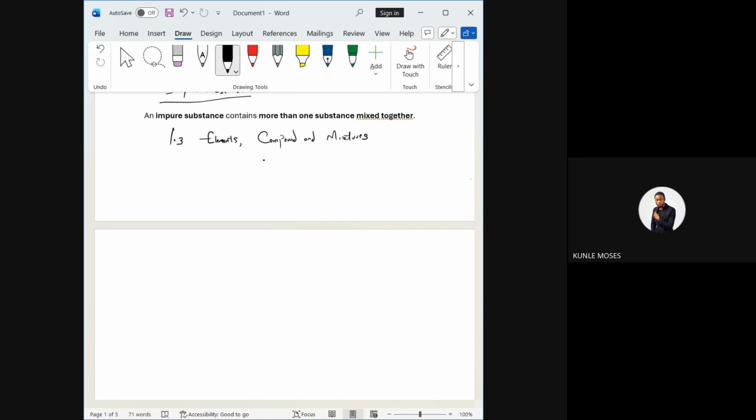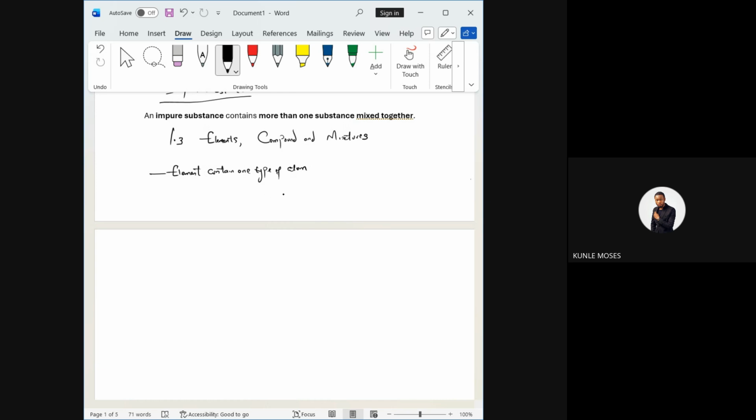So when we talk about elements, they contain one type of atom. Elements are substances that contain just one type of atom. Let me write it down for you. Elements, they contain one type of atom. For example, all your periodic table elements, from the first to the last: hydrogen, helium, lithium, beryllium, boron, and on and on. They are all examples of elements. They contain just one type of atom.